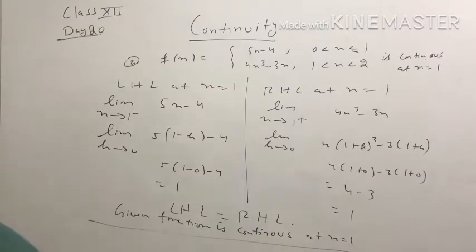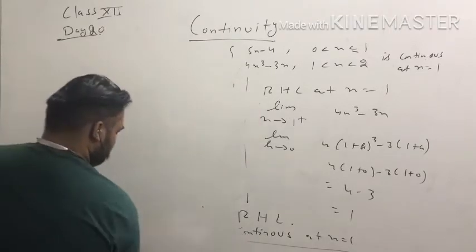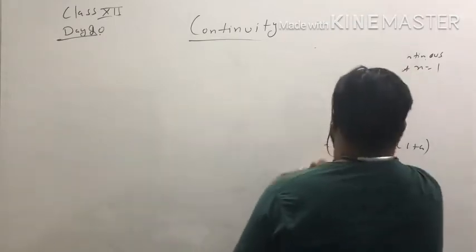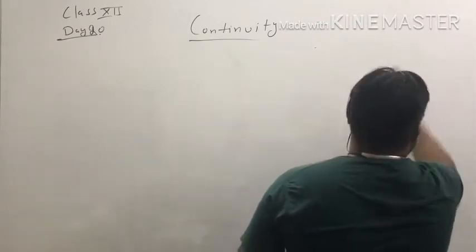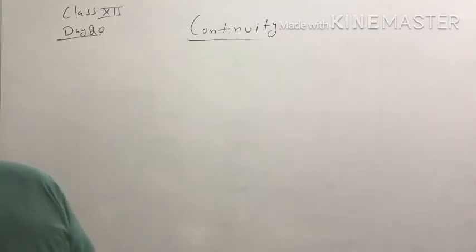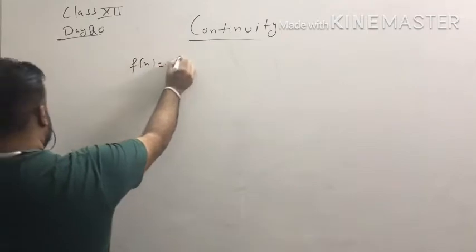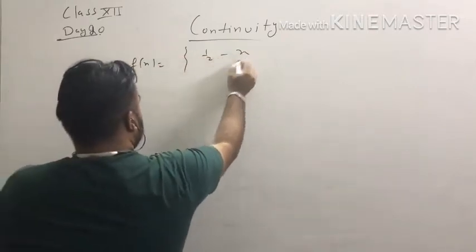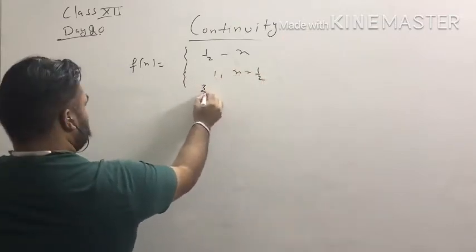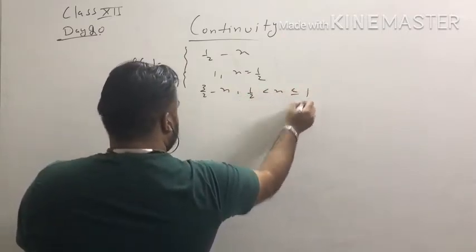Now shift to question number 3. Very easy question. Question number 3. Half minus x, for x less than half, 3 by 2 minus x, for half less than or equal to x less than or equal to 1.